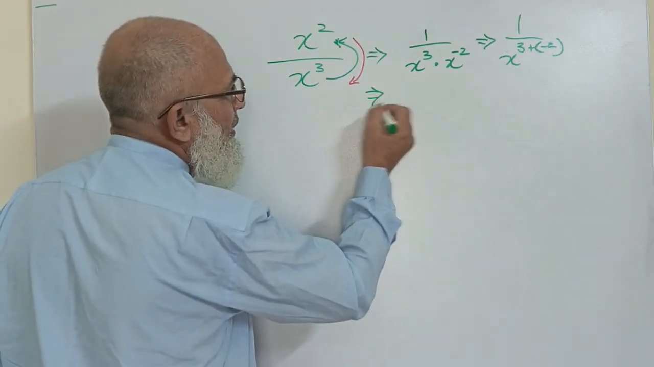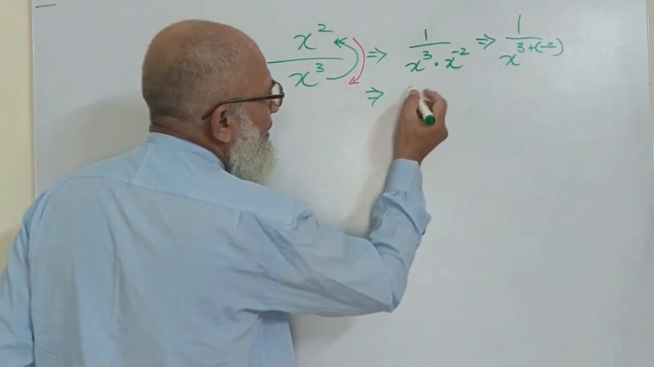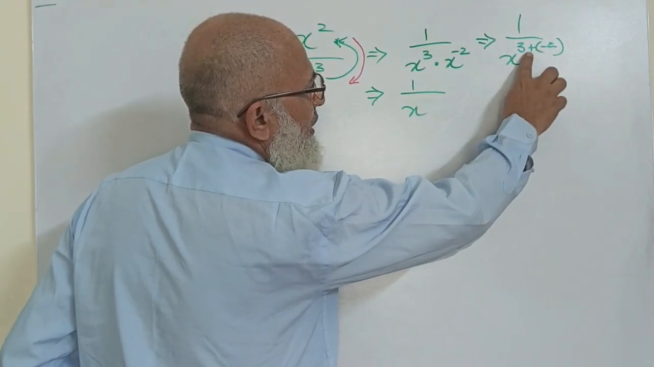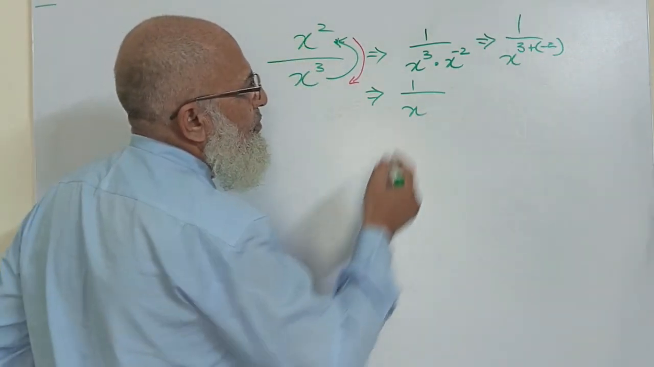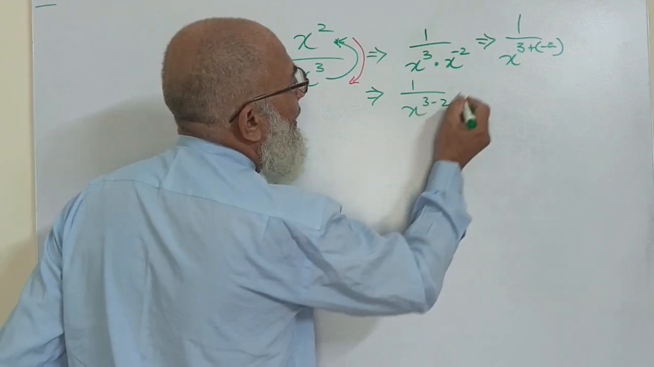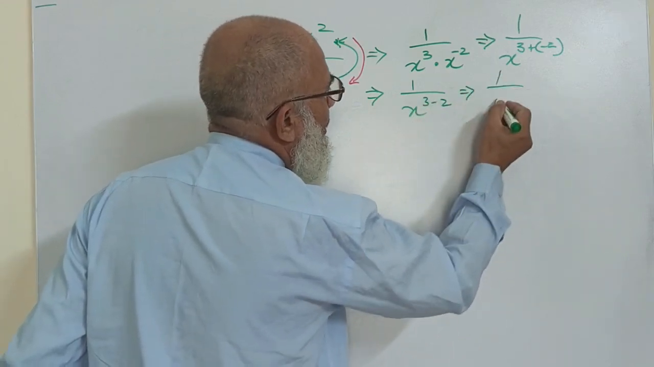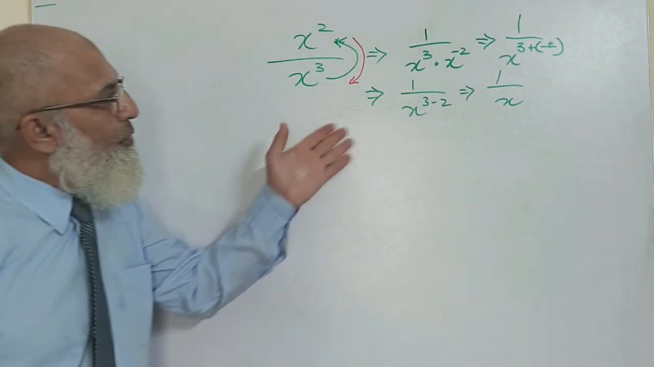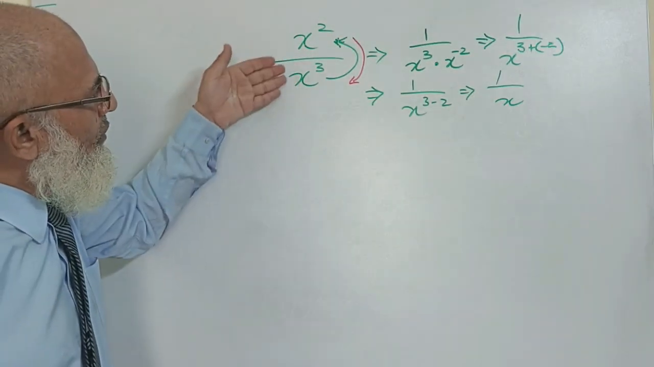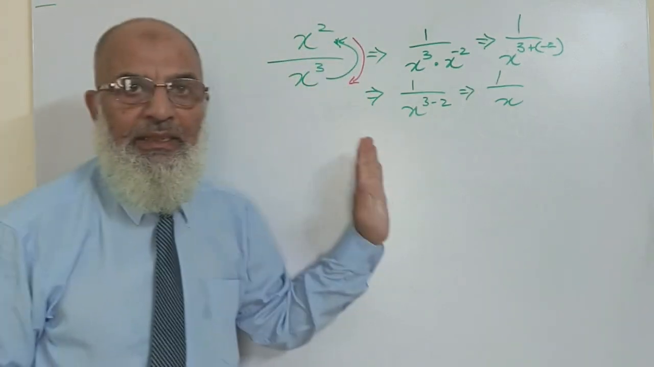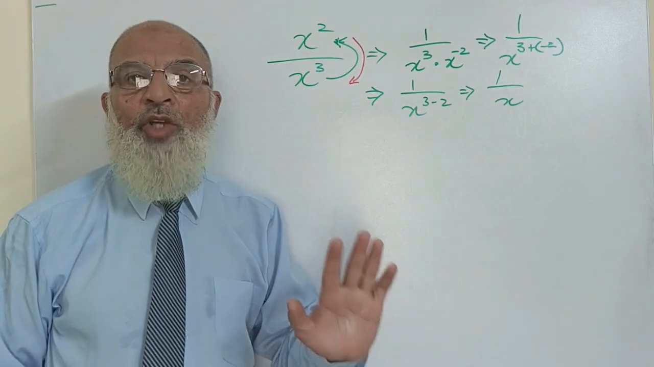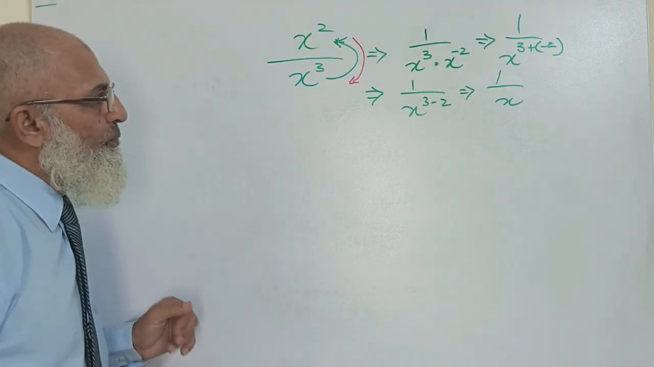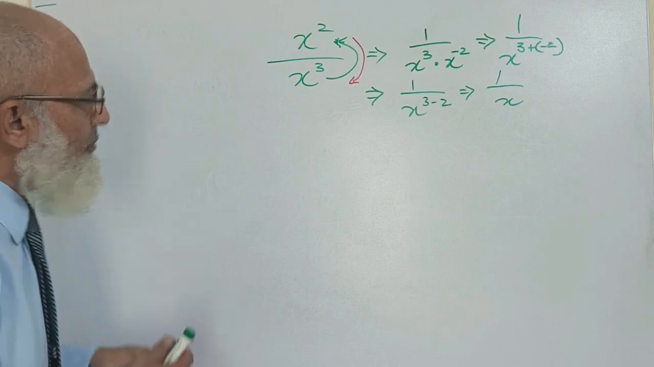So what happened? Plus and minus is minus, and 3 plus minus 2 became 3 minus 2, and finally x. So you see how we reverse the process of indices by the same laws which we studied prior to exercise 2.8. This was the law of division.